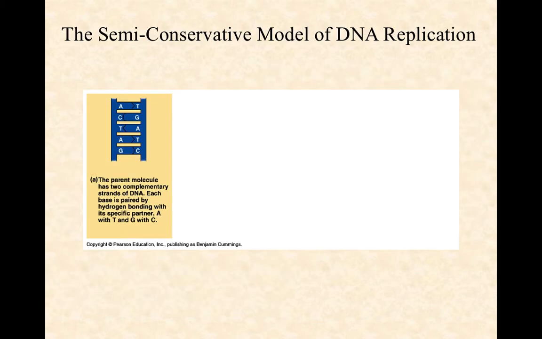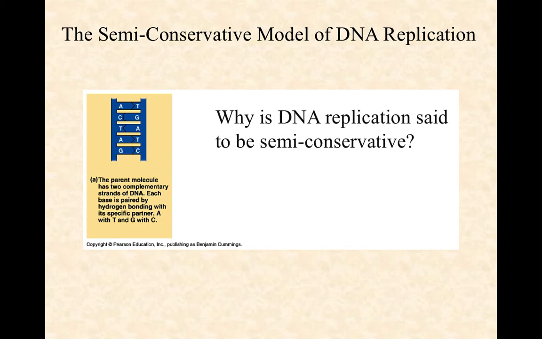Now, I mentioned this semi-conservative model of DNA replication. Semi-conservative has nothing to do with politics, so get that out of your head. It doesn't mean Hillary Clinton and Donald Trump. No, the semi-conservative model of replication means your parent molecule, which consists of 2 reverse complementary strands of DNA, becomes 2 new daughter molecules, where half will be the original parent molecule and half will be a brand new molecule.